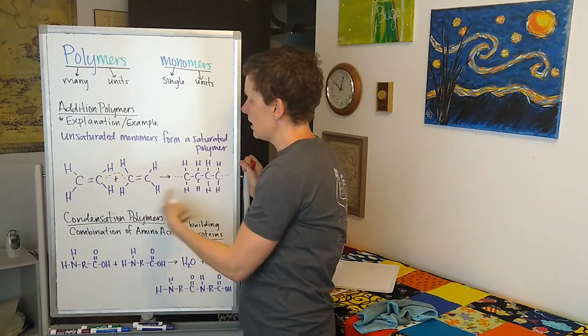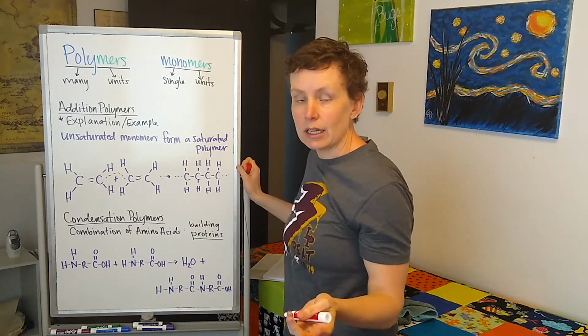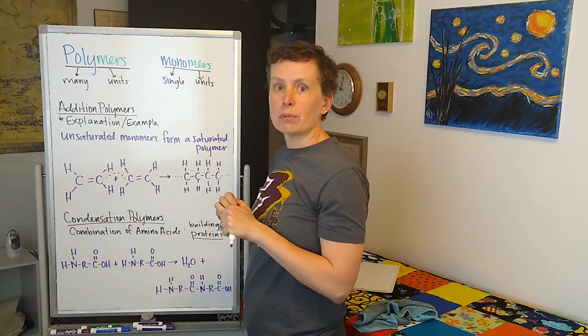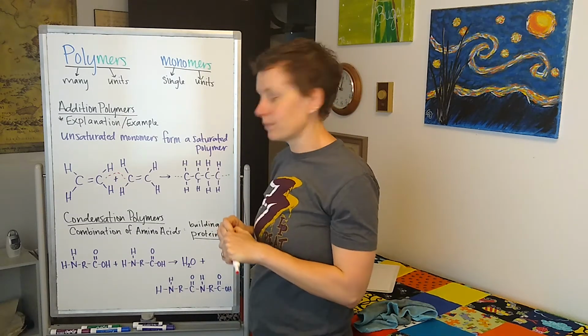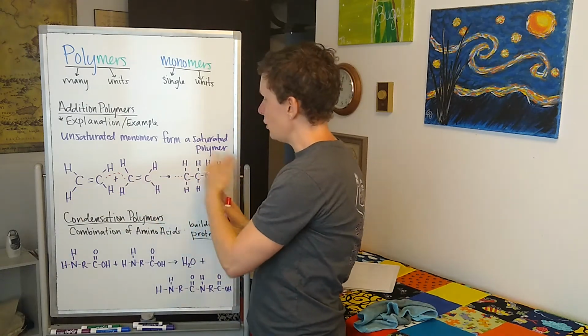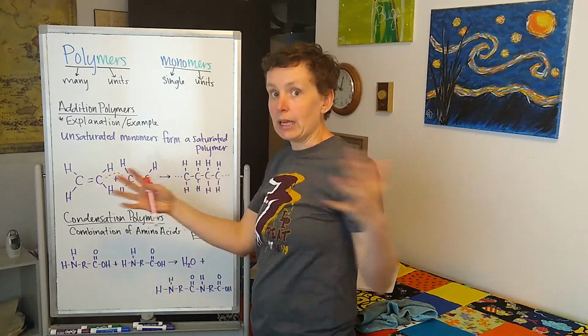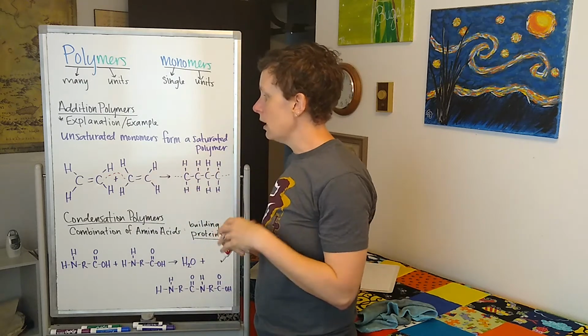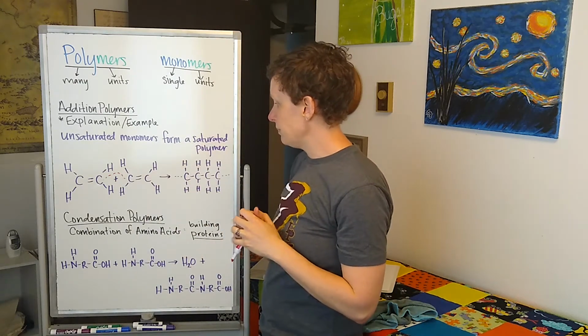So these are ethenes. This is on its way to being polyethylene. Polyethylene is the example of plastic that you would find in your Saran wrap. So addition, you're just taking two things, adding them together, and you're only getting one product, and it's big. You just keep doing this over and over. You keep adding monomers onto that chain.